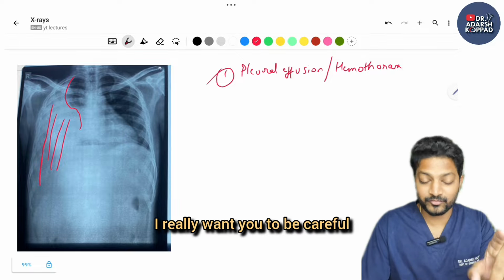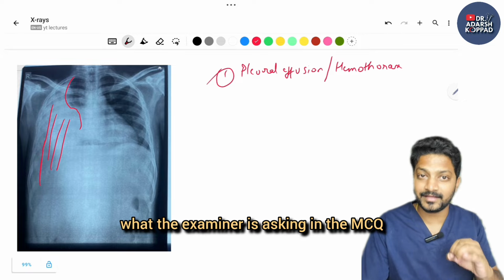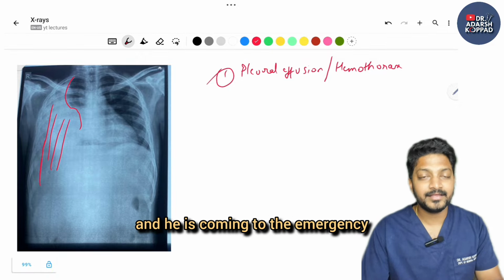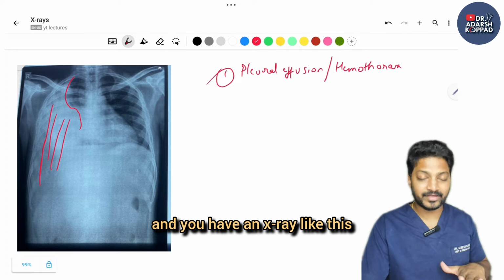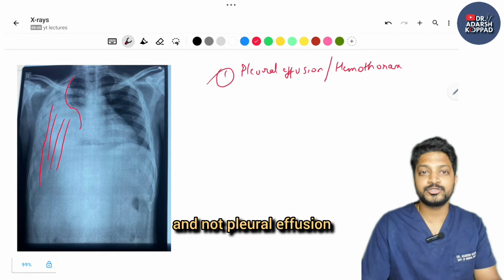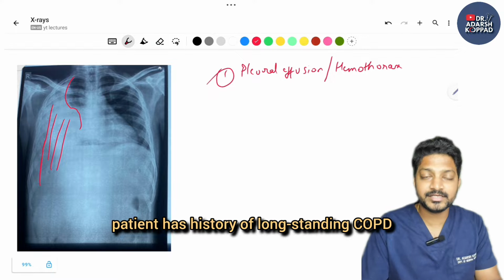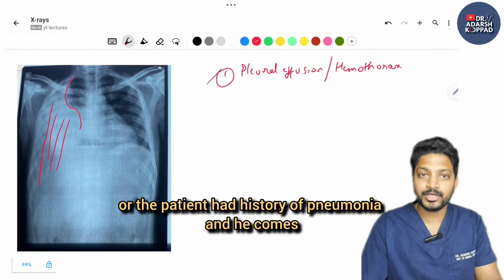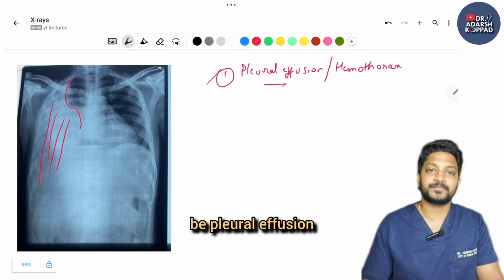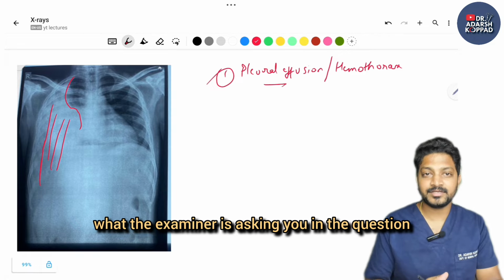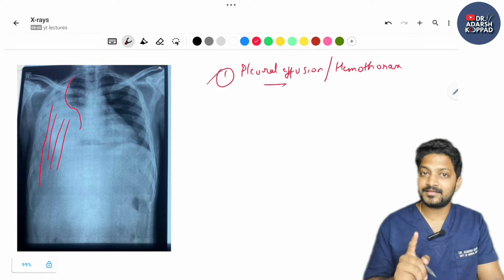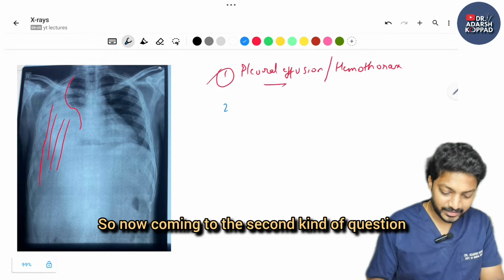I really want you to be careful what the examiner is asking in the MCQ, because if he gives you a history of a patient had trauma and he is coming to the emergency and you have an X-ray like this, then the diagnosis would be hemothorax and not pleural effusion. And if he says patient has history of long-standing COPD or the patient had history of pneumonia and he comes with an X-ray showing this, then your answer would be pleural effusion. So please be careful what the examiner is asking you in the question and don't directly mark pleural effusion or hemothorax in the MCQ. So now coming to the second kind of question.